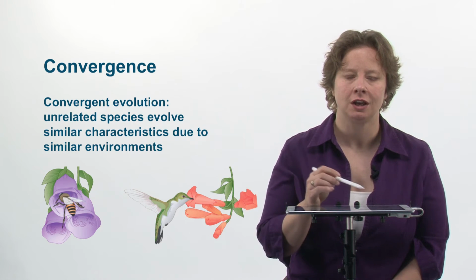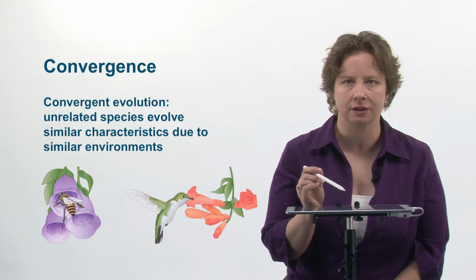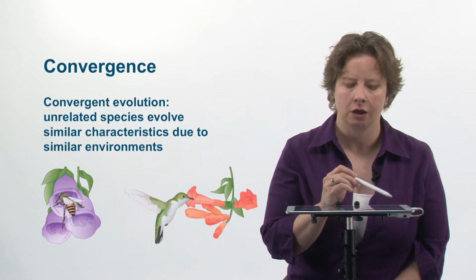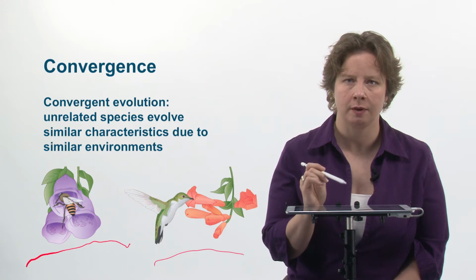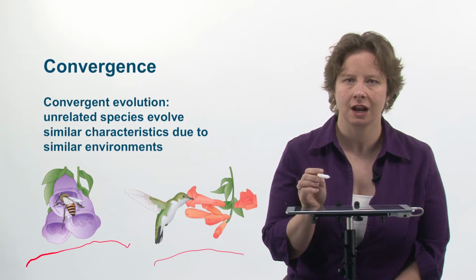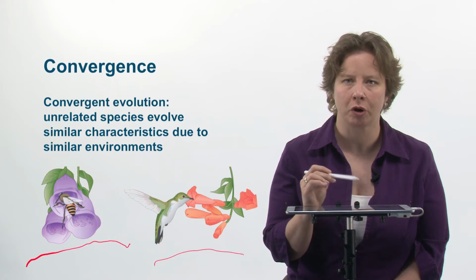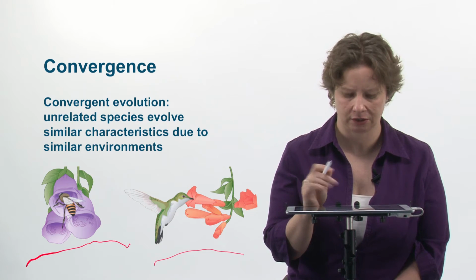Convergent evolution is an interesting phenomenon where unrelated species evolve similar characteristics because of living in a similar environment or doing something similar. A good example of that is bees and hummingbirds both have very long tongues for accessing nectar that's found deep inside flowers. So the long tongue of the birds and the bees are considered to be convergent characteristics.